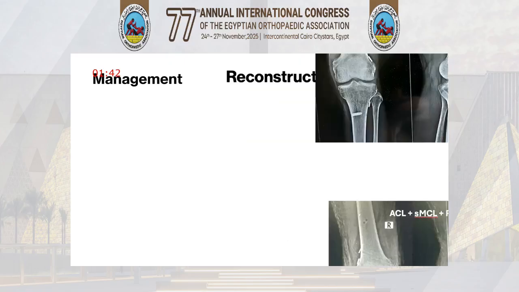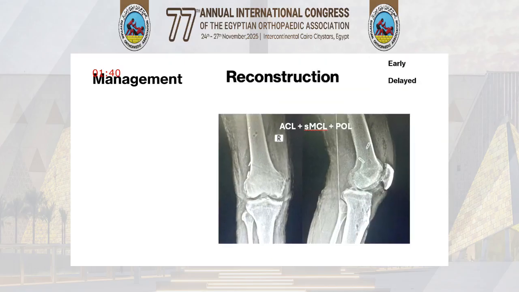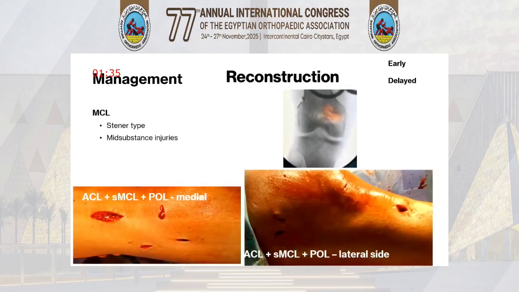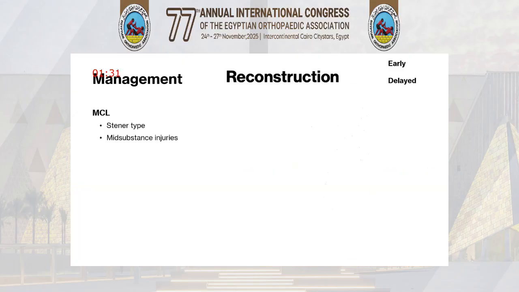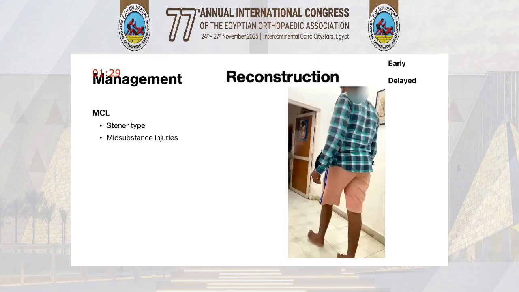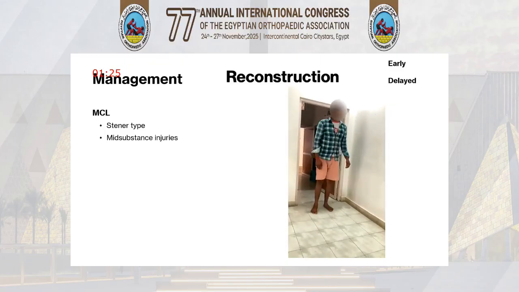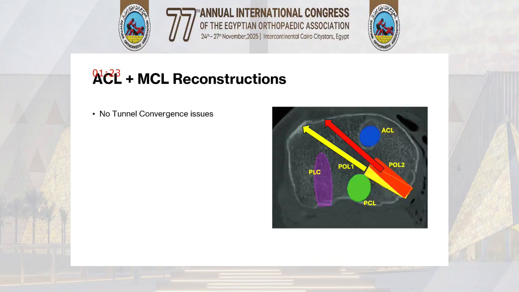Another example, this one ACL, superficial MCL and posterior oblique ligament. And minimally invasive reconstruction is possible with these also, like we have seen previously. And this is follow-up at 3 months. The patient has recovered well and is fully active. There are no tunnel convergence issues with ACL and MCL.